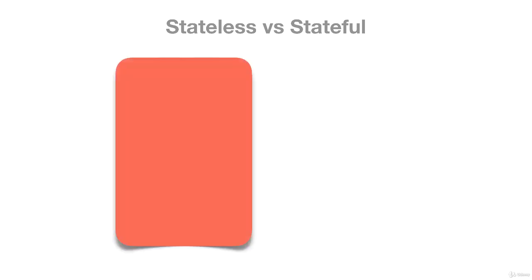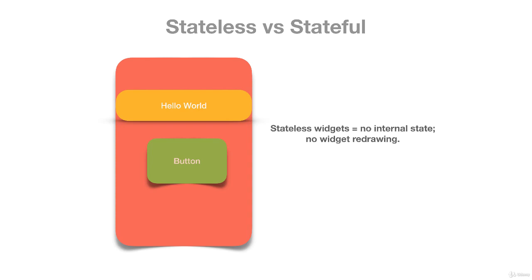So if we look at a Flutter application, we have different widgets. For instance, we have a button widget and we could have a text widget. These are some of the stateless widgets. The reason why they are stateless widgets is because they don't have any internal state. What that means is that when we create a button on the screen or a text widget on the screen, they really don't have a state, which means they don't need to be redrawn on the screen when we are just putting them on the screen.